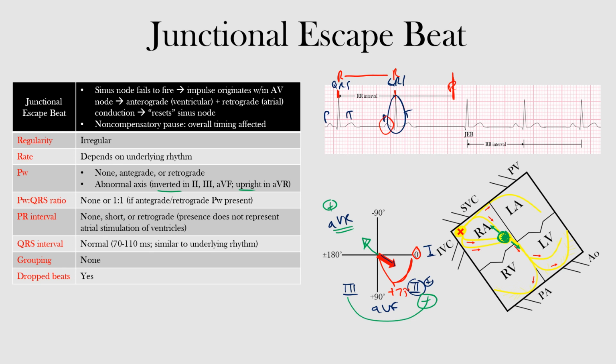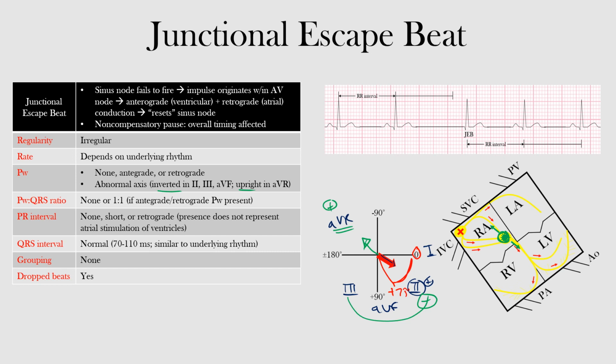And remember, it's not always the case that we can see P waves. They could be buried, as we see here, within our QRS complex. Now, because the beat occurs later than expected, the R to R interval will be longer than you would normally see during sinus rhythm. In other words, the distance of the junctional escape beat from the preceding complex is always longer than the normal R to R interval.